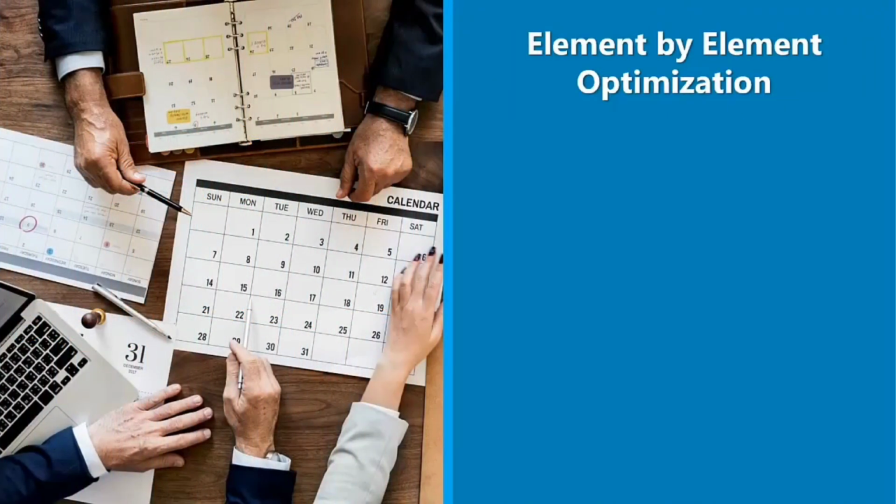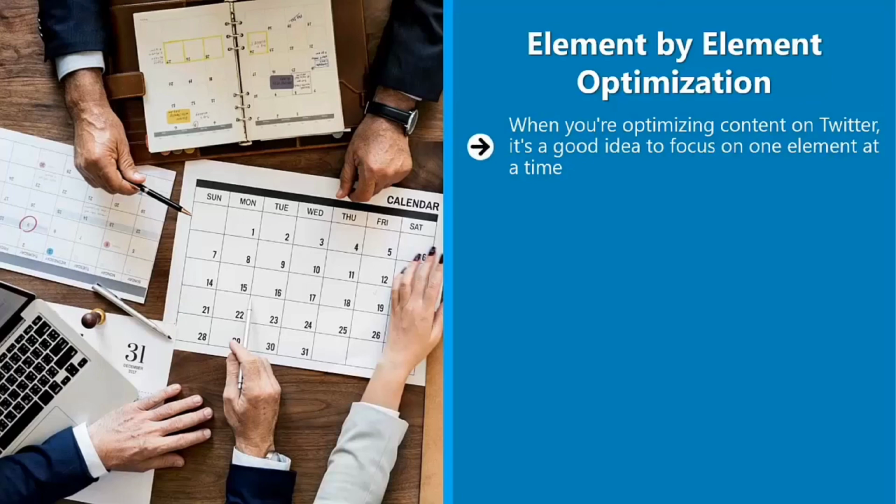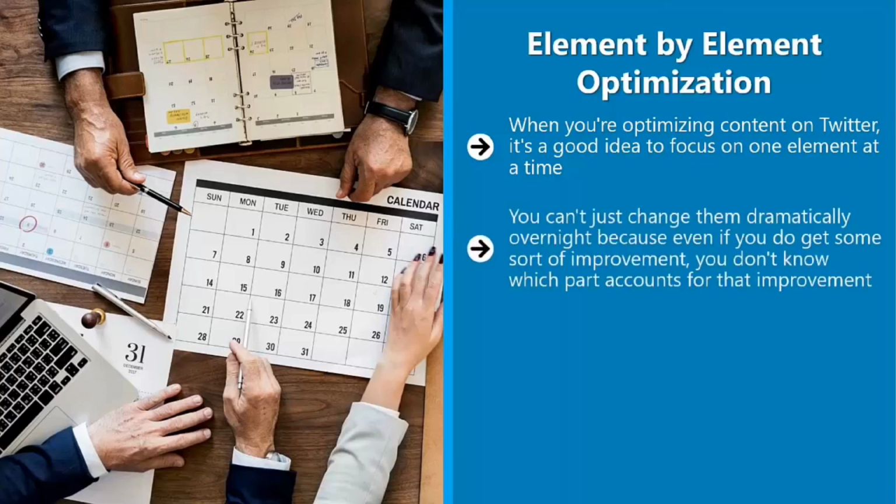Element by element optimization. When you're optimizing content on Twitter, it's a good idea to focus on one element at a time. What is an element? Well, it's just part of a tweet. It could be the question. It could be the link. It could be the hashtag. When you're optimizing for the highest amount of engagement and click-through, you have to change your tweet section by section. You can't just change them dramatically overnight because even if you do get some sort of improvement, you don't know which part accounts for that improvement. You're completely in the dark.